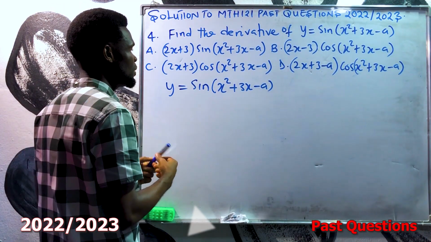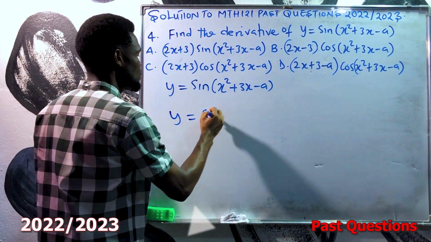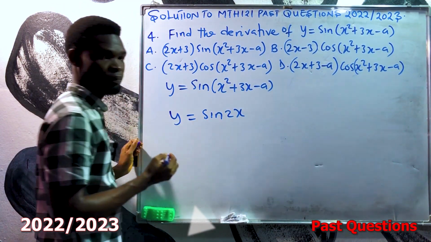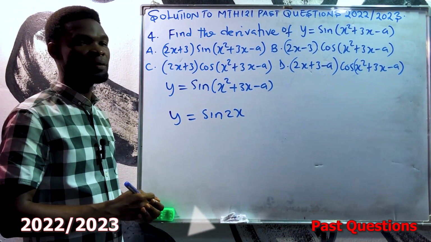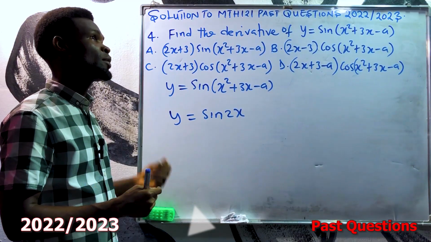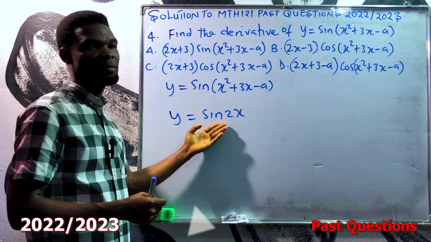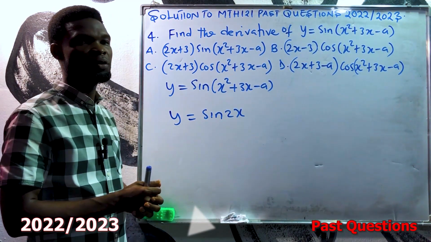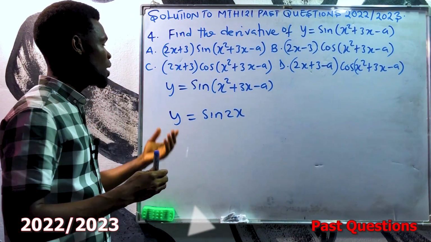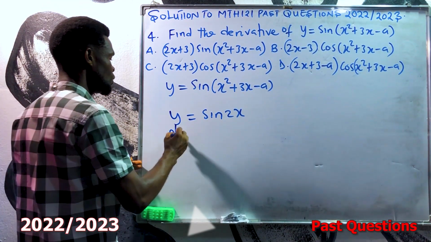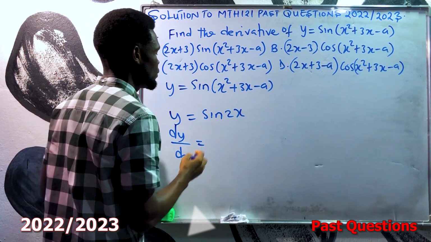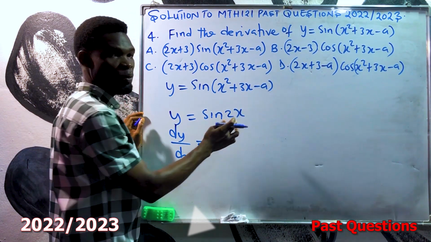But before then, let me say I have a function y is equals to sine 2x. You know, normally, if you want to differentiate a trigonometric function, you will have to use the chain rule to differentiate this function. But we are going to use a shortcut. How do we use the shortcut to differentiate a trigonometric function? Step 1. So dy dx is equals to, go to the angle position. What do you have there?